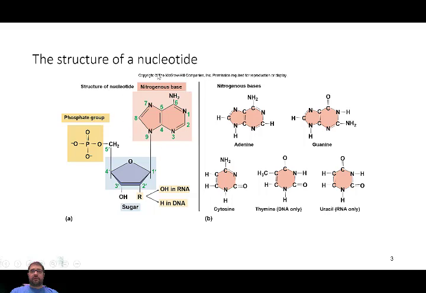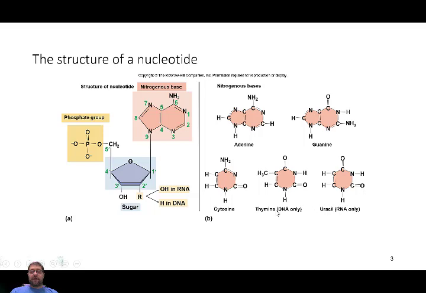Again, a nitrogenous base, this is what's going to change. So in the case of DNA, you have 4 nitrogenous bases: adenine, guanine, cytosine, and thymine. That's where the nitrogenous base is going to be. It's going to be one of those 4 molecules. If we're talking about nucleotides in RNA, it's going to be adenine, guanine, cytosine, and uracil.